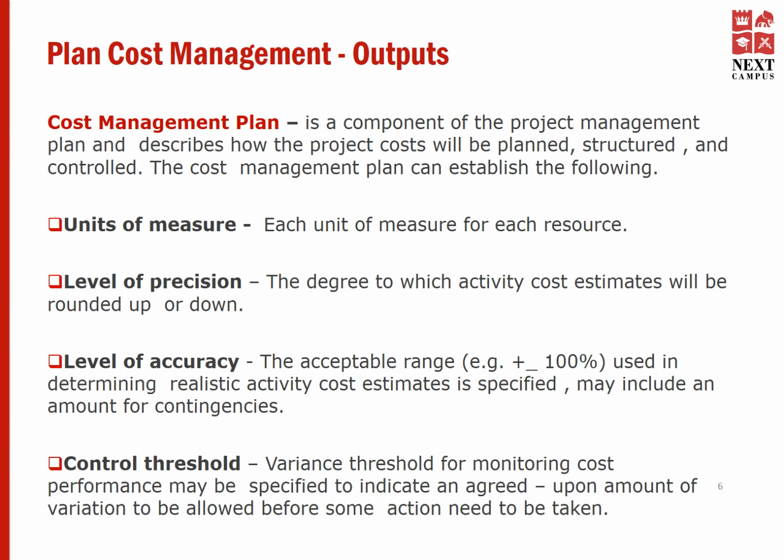Level of accuracy. The acceptable range used in determining realistic activity cost estimates, which may include an amount of contingencies. Control threshold. Various thresholds for monitoring cost performance may be specified to indicate an agreed upon amount of variation to be allowed before some action needs to be taken.